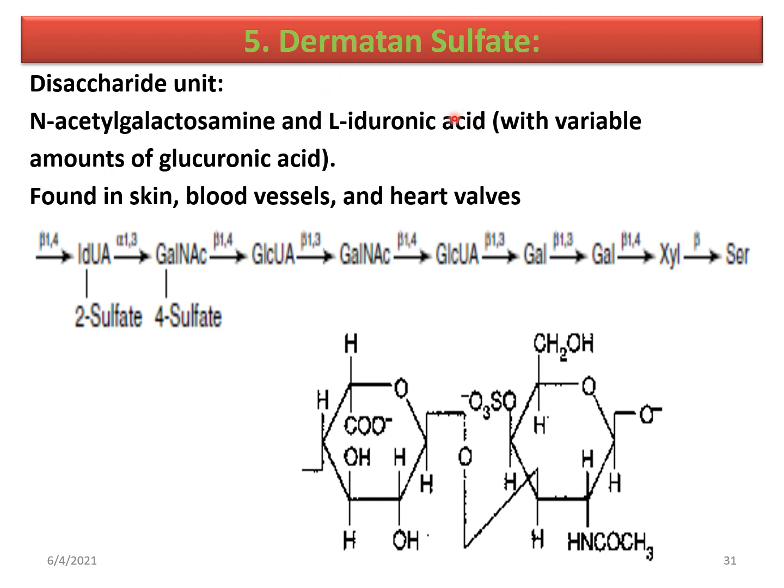Regarding dermatan sulfate, it is another mucopolysaccharide. It consists of repeated disaccharide units. Each disaccharide unit contains N-acetyl galactosamine and iduronic acid, but also a variable amount of glucuronic acid. Dermatan sulfate is present in the skin and also in the blood vessels and in the valves of the heart. This is the structure of dermatan sulfate. This is the iduronic acid, and this is the N-acetyl galactosamine.